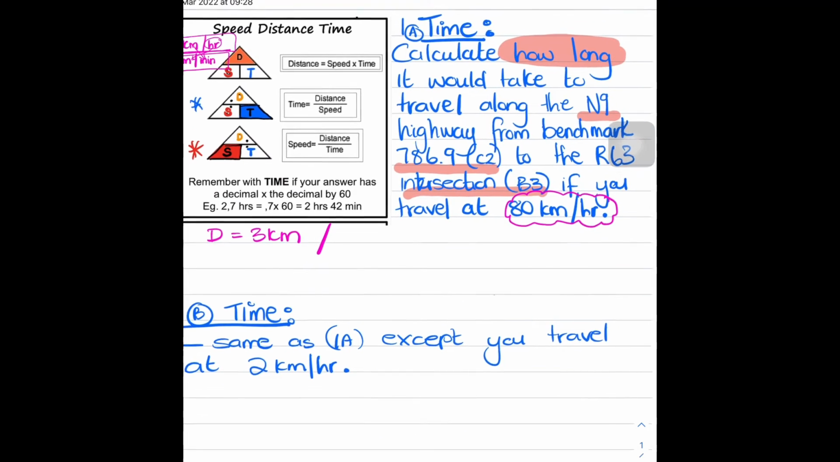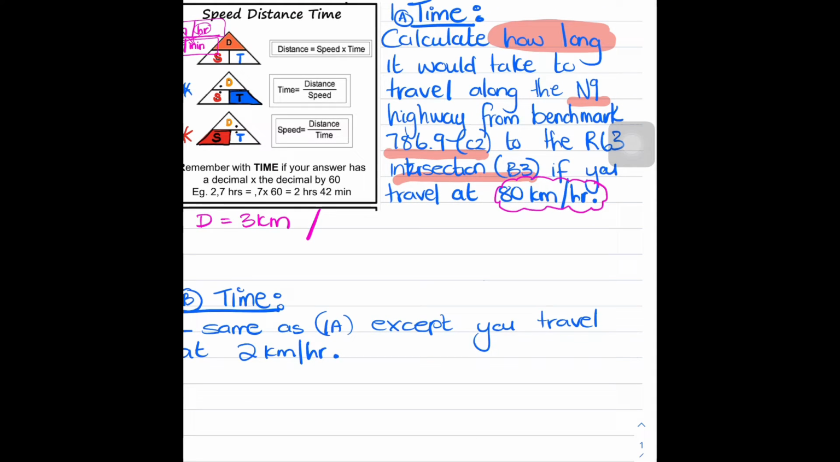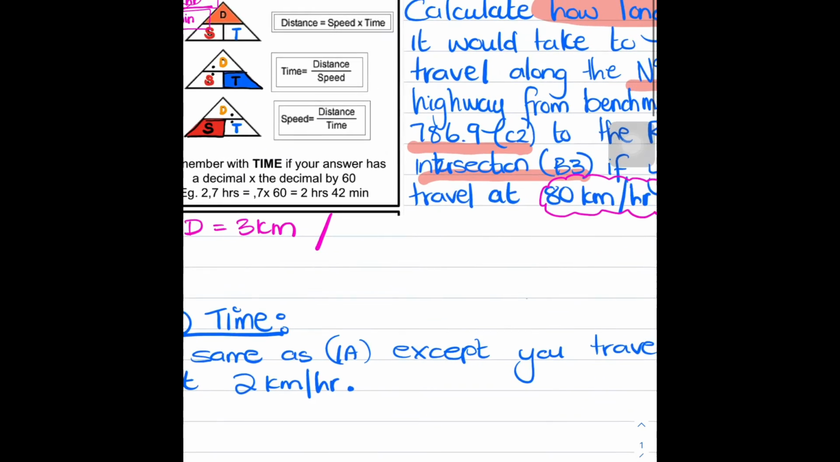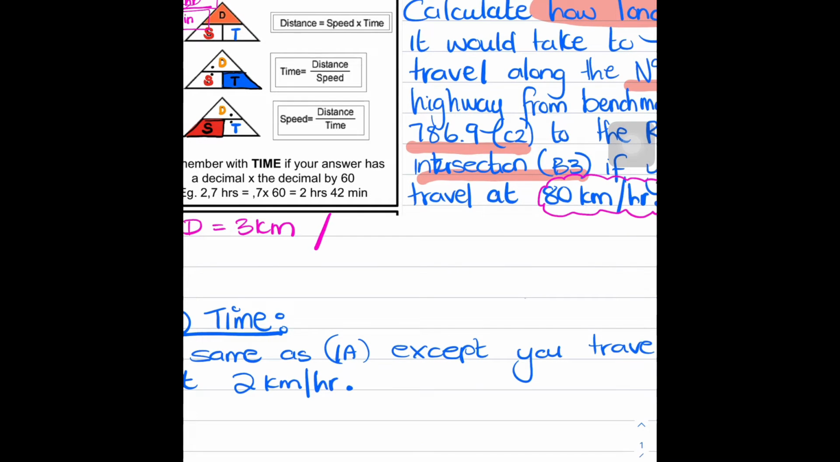So the answer is in kilometers, and we've been given our distance in kilometers, and we've been given a speed in kilometers. So we can say that 3 kilometer distance divided by 80 kilometers of speed, and that is per hour, is actually going to give us a decimal of 0.0375.